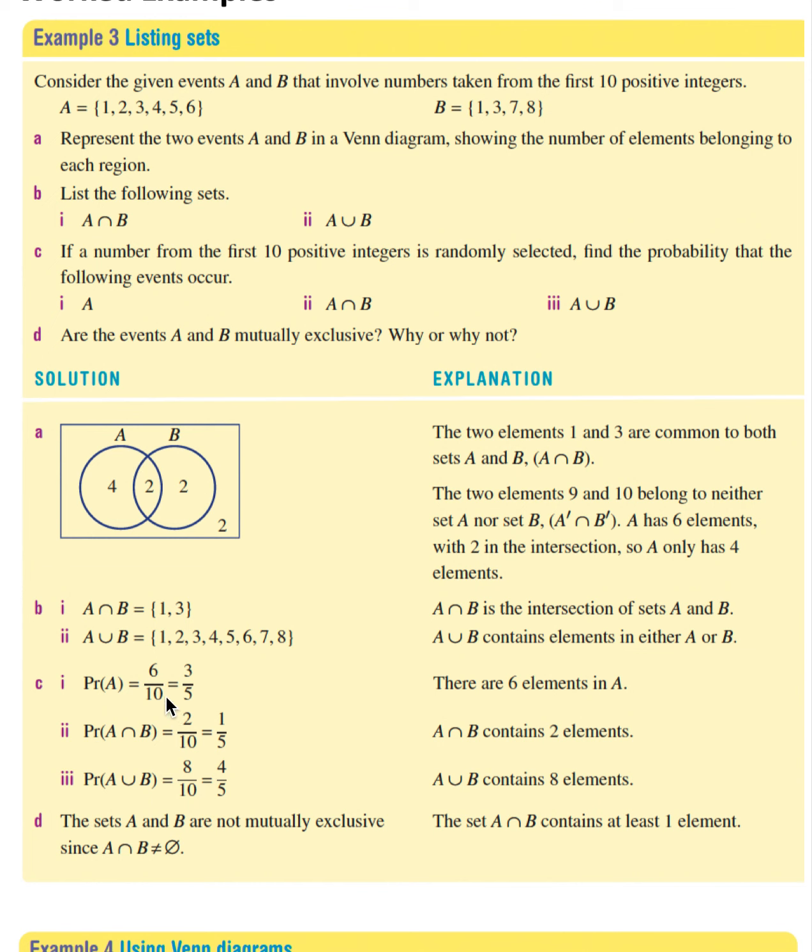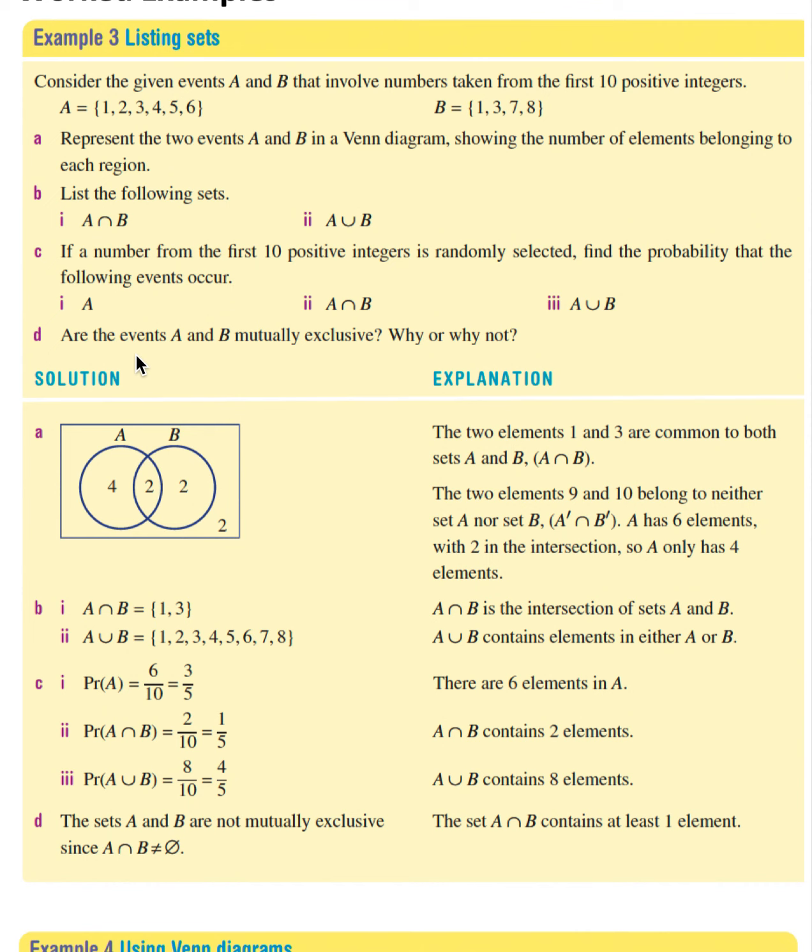So it'll be 6 over 10, or simplifies to 3 over 5. A and B, remembering that's our center bit here, there's a total of 2 elements out of a possible 10, which simplifies to 1 over 5. And finally, there's A or B. So in total, there's 8 possible options that fall in A or B. So 8 over 10, or simplifies to 4 over 5.